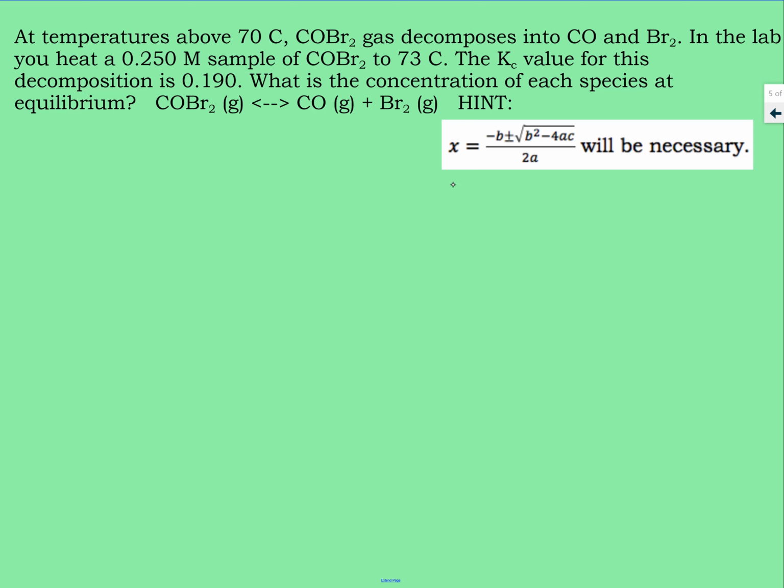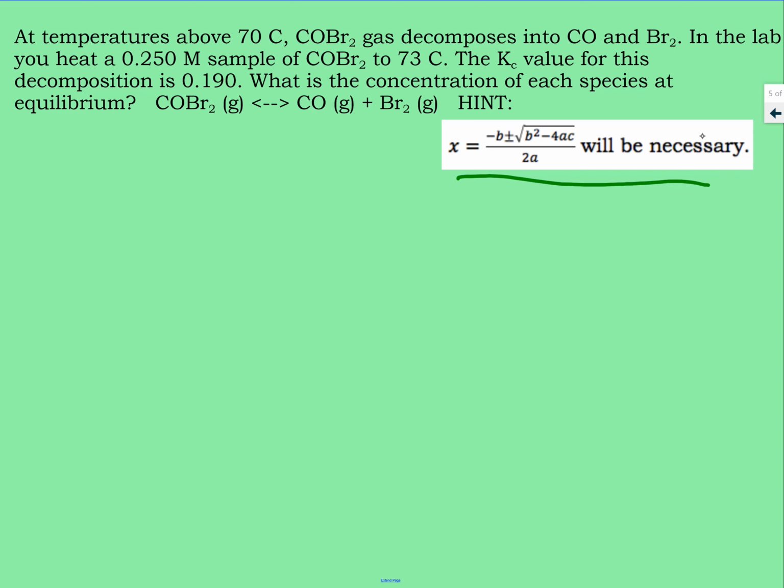First off, there's this lovely thing called the quadratic formula. It says it will be necessary. You either need to be able to use the quadratic formula and know it, or you need to be able to use your calculator in such a way to get around using the quadratic formula. You should kind of hint that you are using it so that people know that you know what you're doing to solve. But so you may need the quadratic formula, you may not.